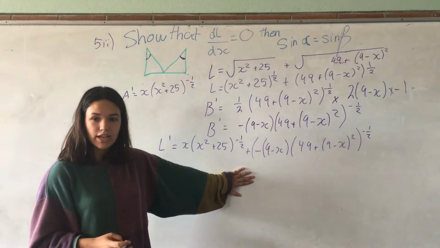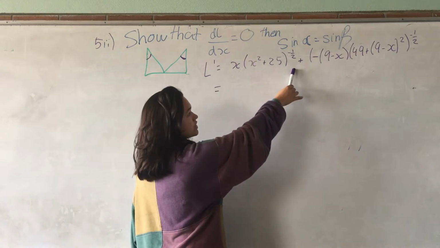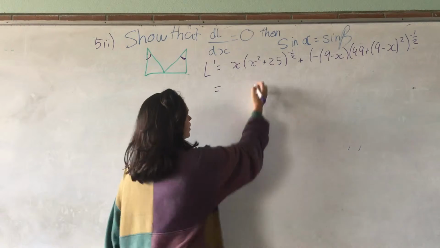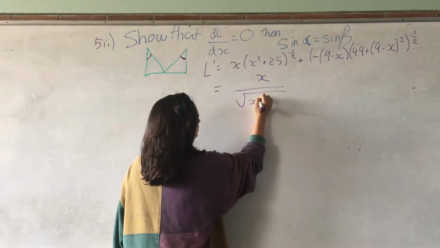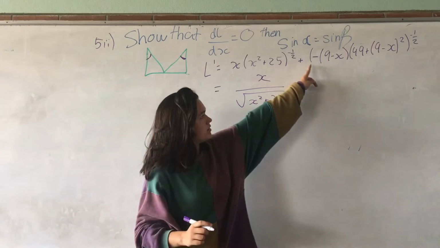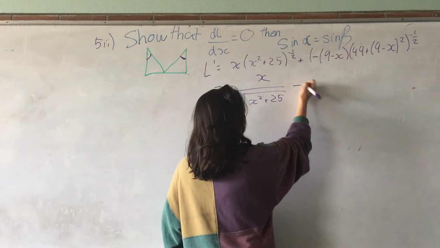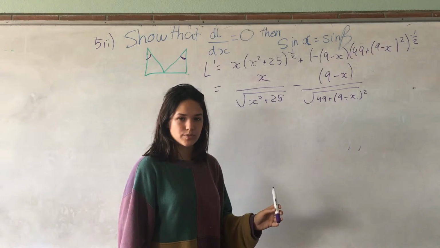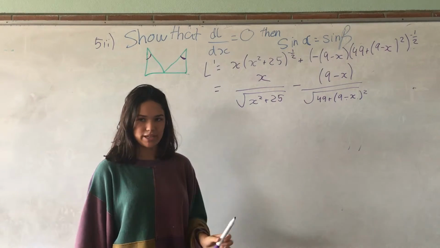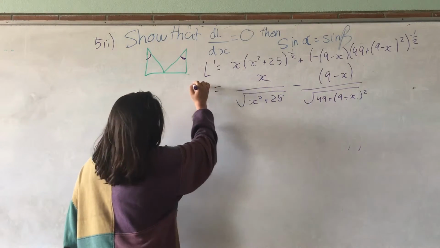So here we've got our L dash. Now I'm going to rearrange these so that they're back in their original form. I'm putting x on top, and then over the square root of x squared plus 25. This negative here is put there. What I've done here is I've just put it back into its original form. And because in our question it wants us to make it equal to 0, that's what I'm going to do.